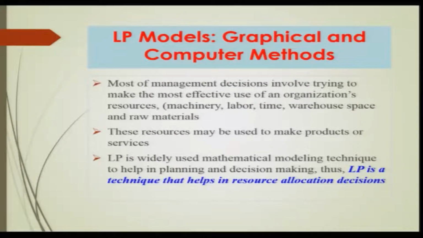So, most management decisions involve trying to make out the most efficient and effective utilization of resources. So, what are resources? Resources can be, for example, water, it can be natural resources, it can be coal, resources can be machine utilization, it can be man hours, whatever it is. So, there are some resources which have to be utilized, and they have to be utilized effectively.